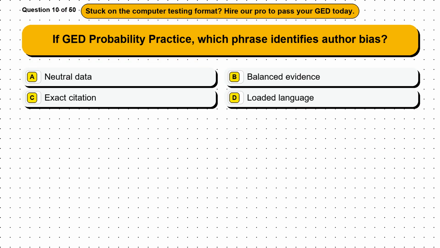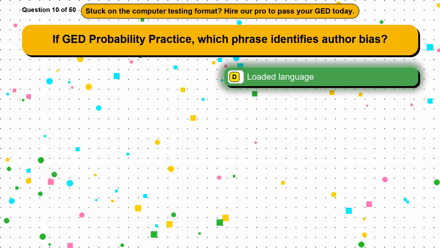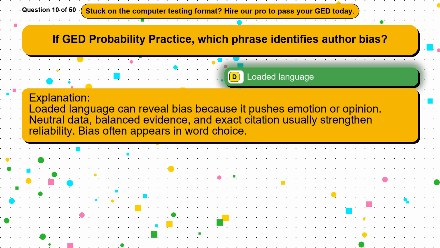Question 10. If GED probability practice, which phrase identifies author bias? Option A, neutral data. Option B, balanced evidence. Option C, exact citation. Option D, loaded language. The correct answer is option D. Loaded language. Loaded language can reveal bias because it pushes emotion or opinion. Neutral data, balanced evidence, and exact citation usually strengthen reliability. Bias often appears in word choice.